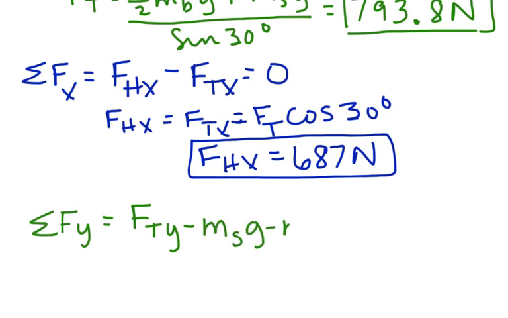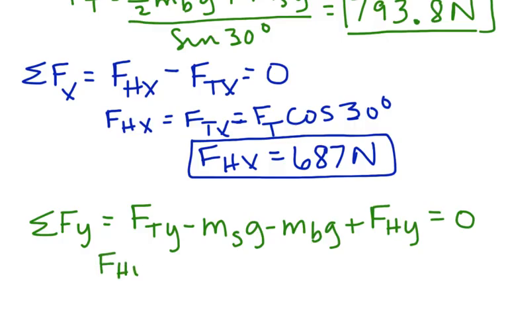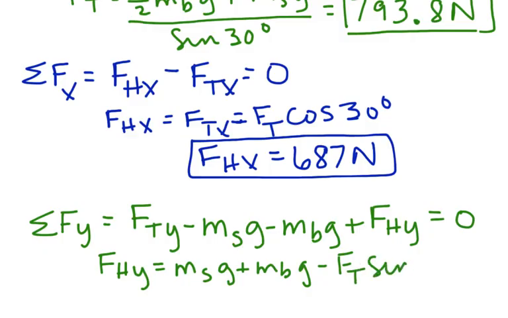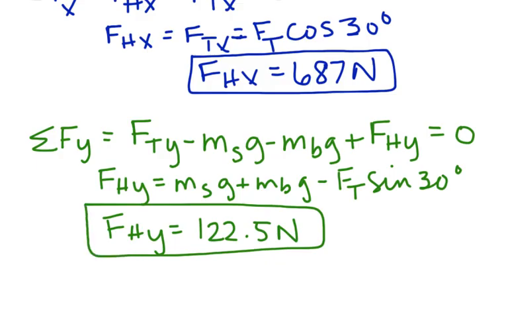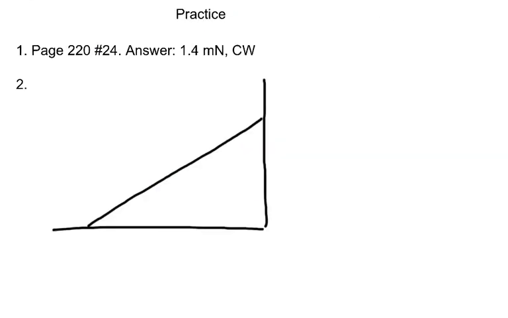Looking at the sum of the forces in the y direction, we will have Fty minus the weight of the sign minus the weight of the beam plus the y hinge force, and that's all equal to 0. So my hinge force in the y direction will be m sub s g plus m sub b g minus the force of tension in the y direction, which is the force of tension sine of 30 degrees. So plugging in the numbers, we get 122.5 newtons. So for practice, page 220, number 24, out of your text for number 1.